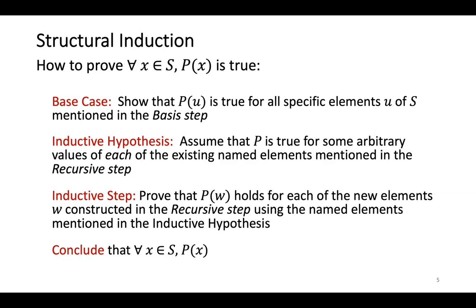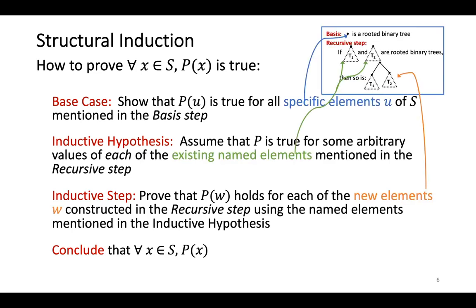And then we need to do the inductive hypothesis, which assumes P is true for some arbitrary value of each of the existing named elements mentioned in the recursive step. And then we need to do the inductive step, which proves that P of W holds for each of the new elements W constructed in the recursive step using the named elements mentioned in the inductive hypothesis. Then we can conclude the claim P of X is true.